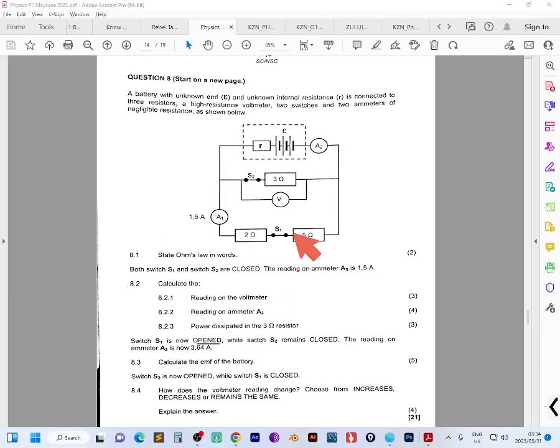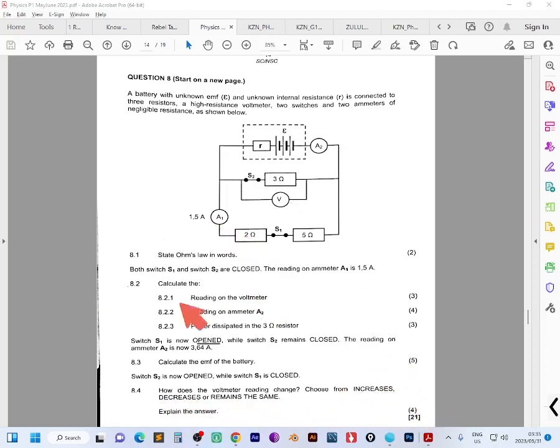You can see that we have to solve it when switch 1 is open, which means there will be current going through the R3 resistor. Then we're given the new value of the ammeter reading, required to calculate the emf. Switch S2 is now closed for the last question, and we have the voltmeter, and we must say whether its reading increases or remains the same.